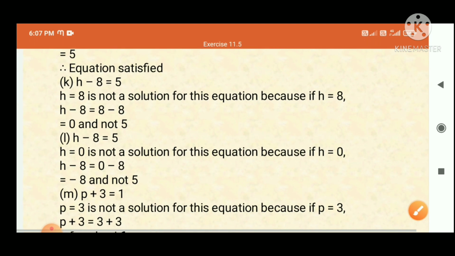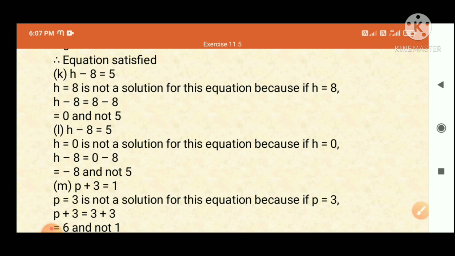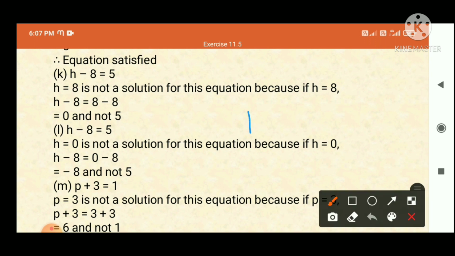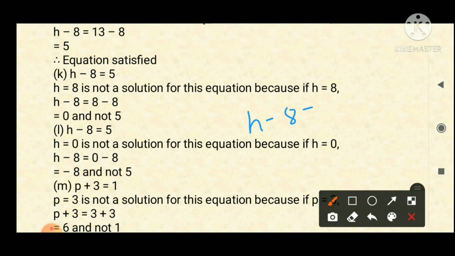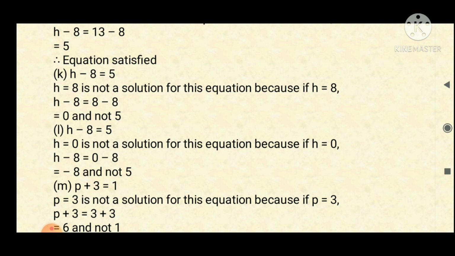Next we put the value of h is equal to 0. Here the left hand side of this equation is h minus 8. So 0 minus 8 is equal to minus 8. But here the right hand side is 5, which is not equal to the right hand side. So the equation is not satisfied. So h is equal to 0 is not a solution for this equation.